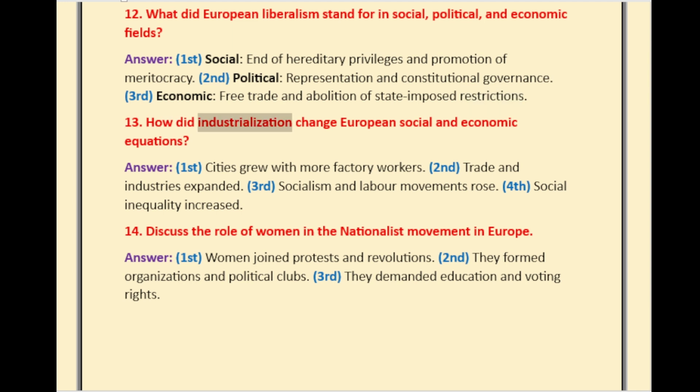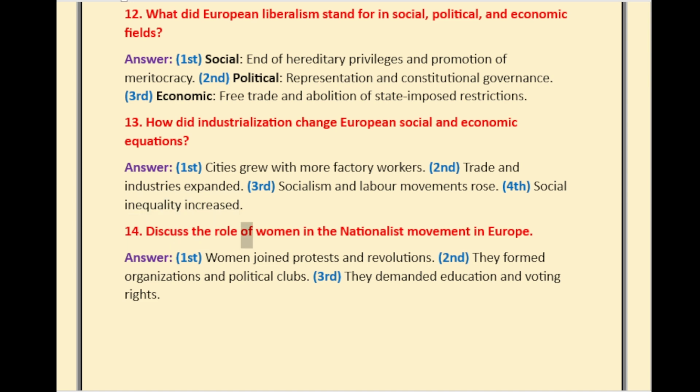13. How did industrialization change European social and economic equations? Answer. First, cities grew with more factory workers. Second, trade and industries expanded. Third, socialism and labor movements rose. Fourth, social inequality increased.